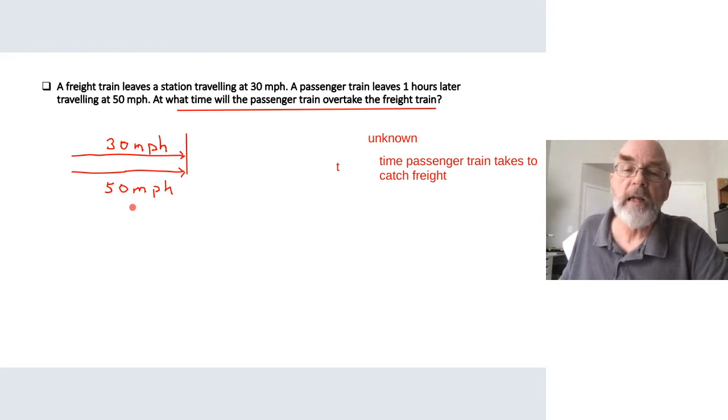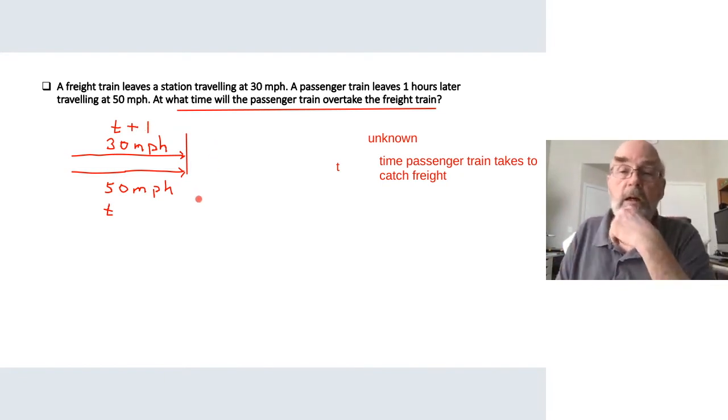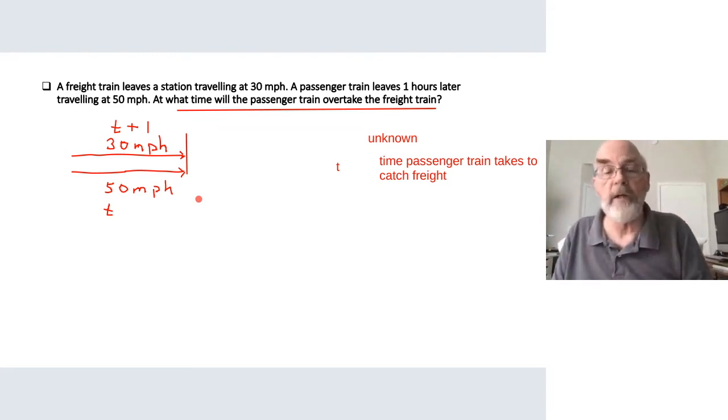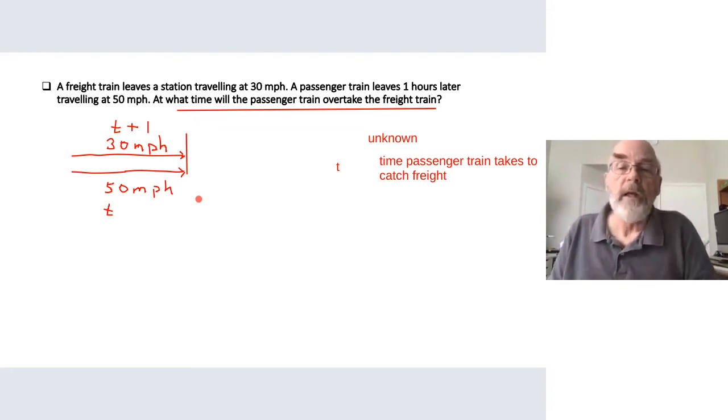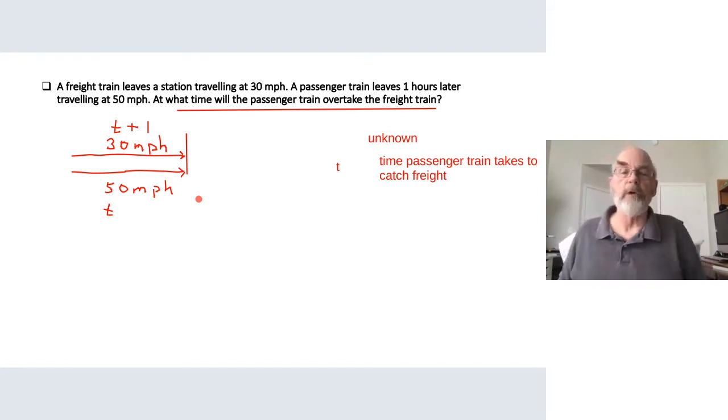So this passenger train has been traveling for a time of t. How long has the freight train been traveling? t plus 1 hour. It's been on the tracks an hour longer because it started out first. Now, what I did here was very important, getting that known information written down in a way that makes sense to help us come up with a plan to solve the problem.